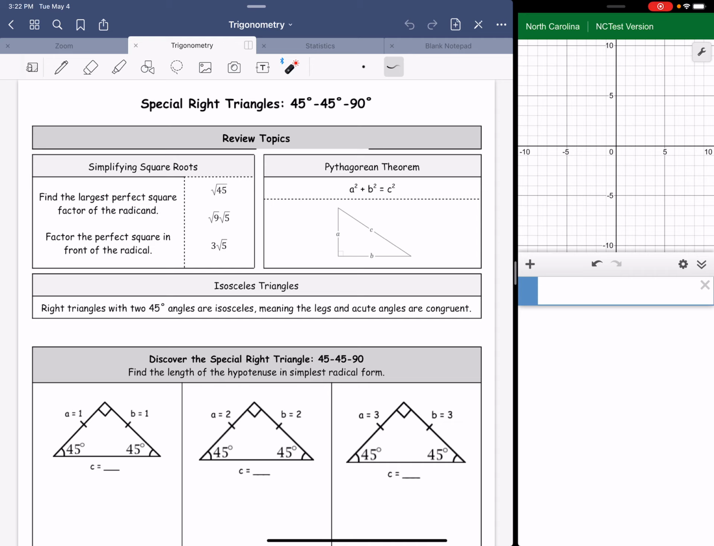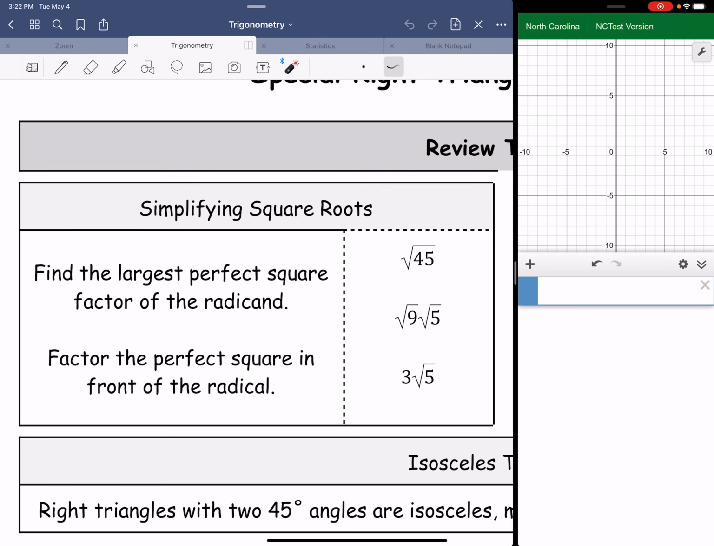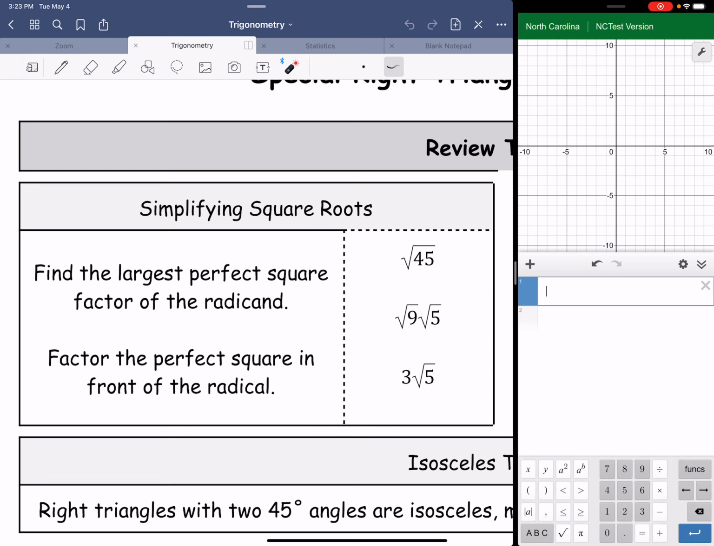So before we even get into the triangles aspect of this, we need to review a few topics. The first thing we need to talk about is reviewing square roots and how to simplify them. So if you have a square root, like the square root of 45, and you want to put it in simplest terms, in the simplest radical form, you can't do that using Desmos. If I type in the square root of 45, it's just going to give me a decimal number. It will not help me simplify that radical.